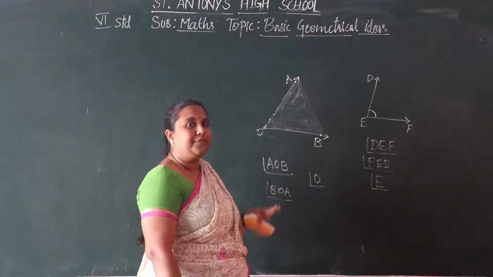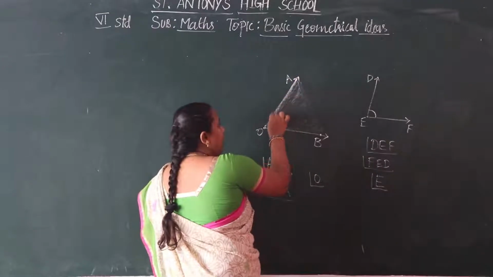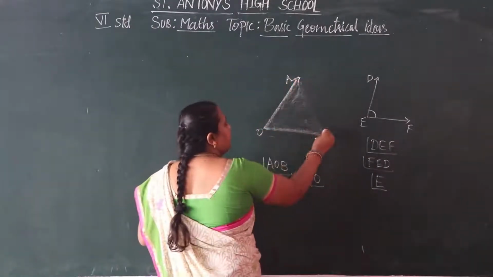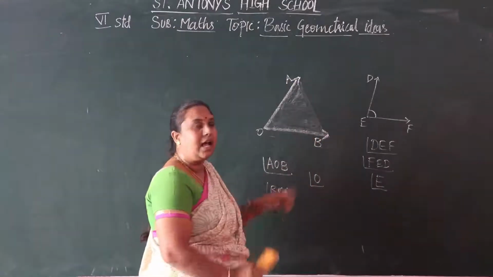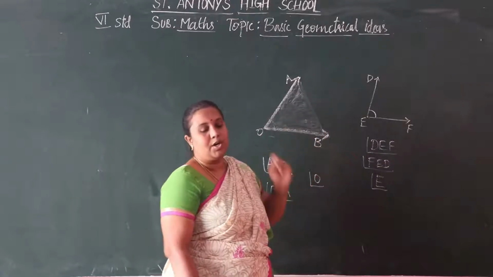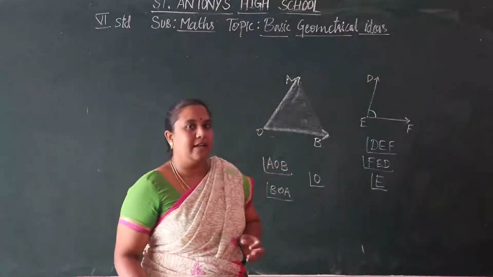And what is the boundary of the angle? You know what is the boundary? The line segments which we have. This is the boundary of the angle. Understood now? So now you know these are the things in angles.